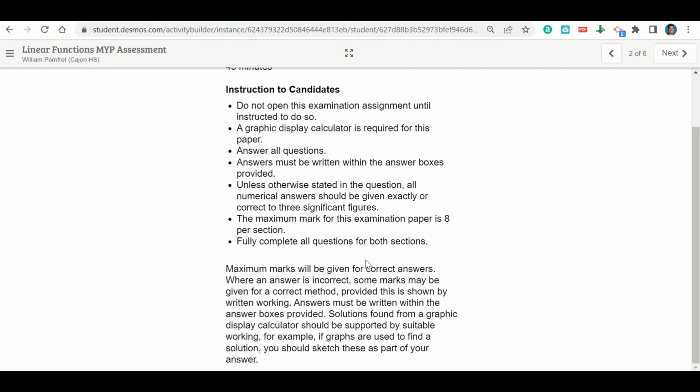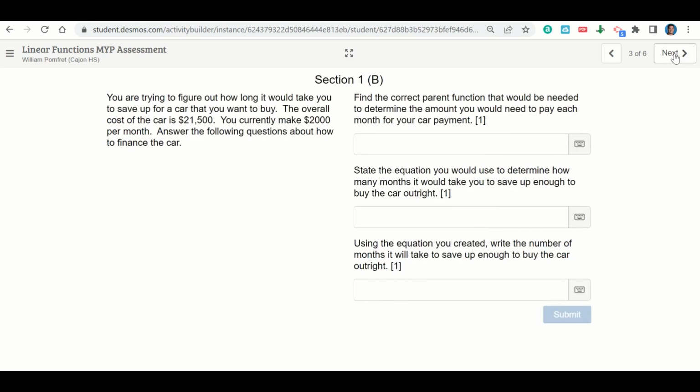This is shown by written work. Answers must be written within the answer boxes provided. Solutions found from a graphing calculator should be supported by suitable working. For example, if graphs are used to find a solution, you should sketch these as part of your answer. So from that, now we can go ahead and click next, and this will take you to your assignment.